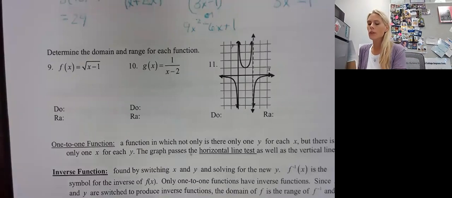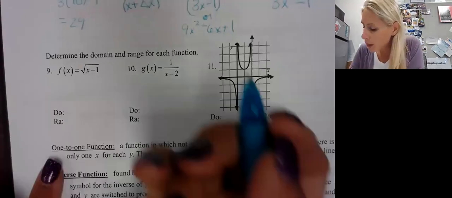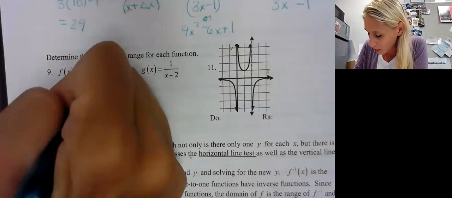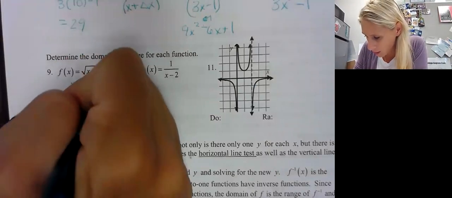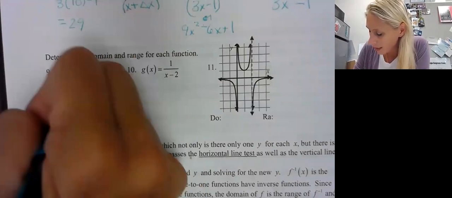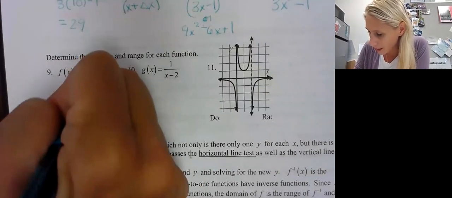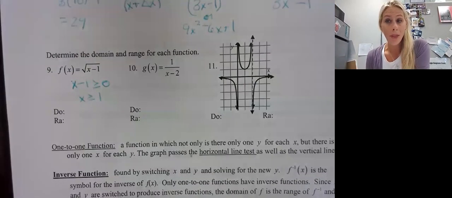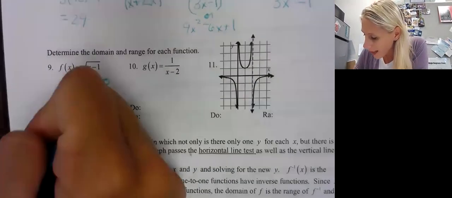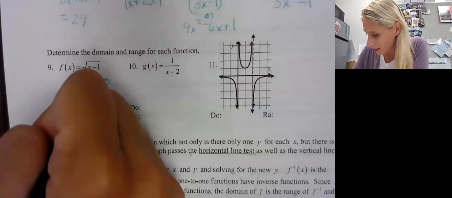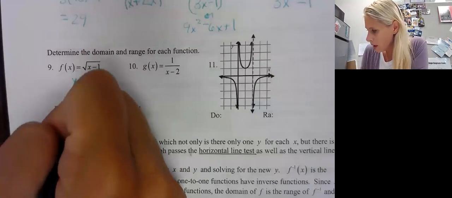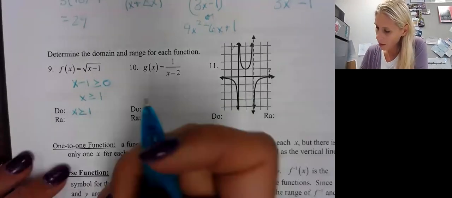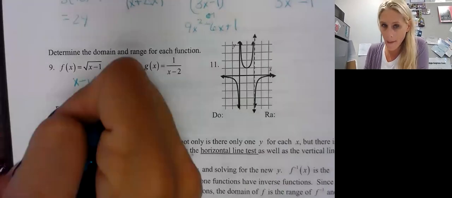Okay, so as you can see, we have a square root. So we know that under a square root, it has to be greater than or equal to 0. So when I solve, I get x is greater than or equal to 1. Now the great thing about this is that we can just keep that as x is greater than or equal to 1.